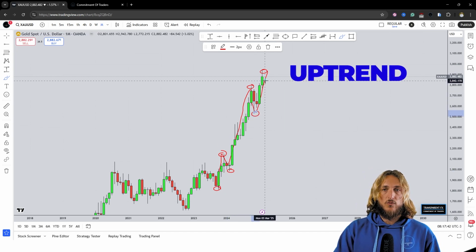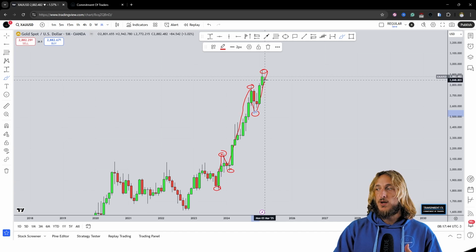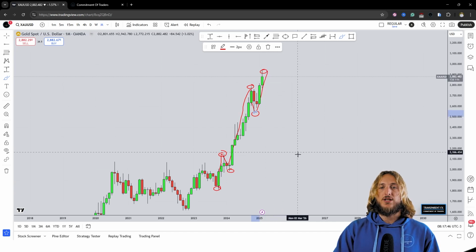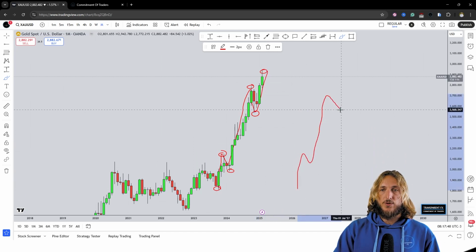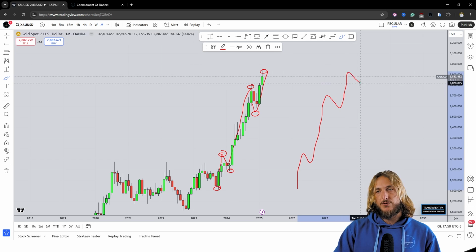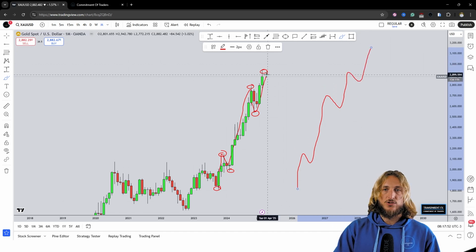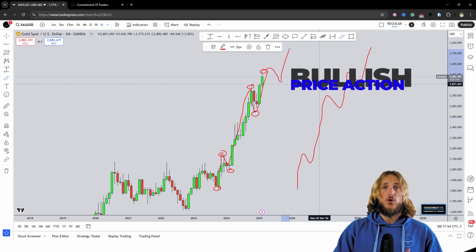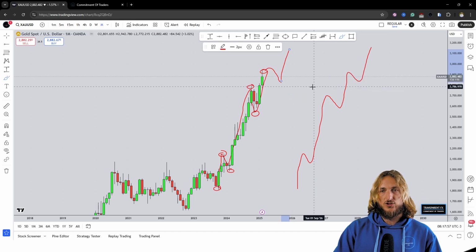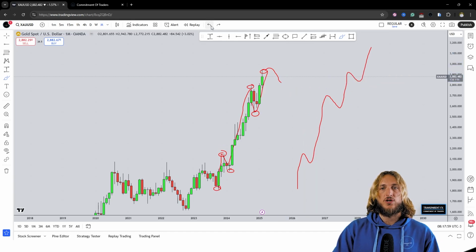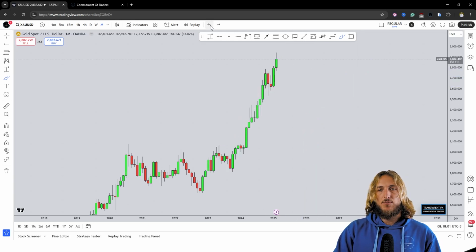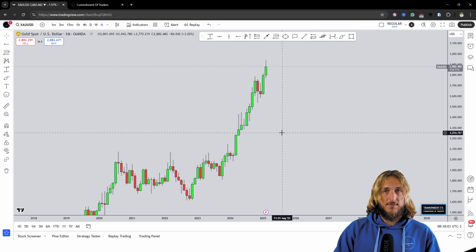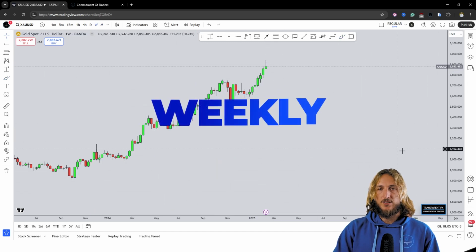Now, the last move was that of the creation of a new monthly higher high. So the next logical step for the continuation of the uptrend would be first to see the correction and then the continuation to the upside. So the next step would be the possible correction before then the possible continuation to the upside. Now, let's keep all of this in mind from a monthly standpoint and drop down on the weekly time frame.